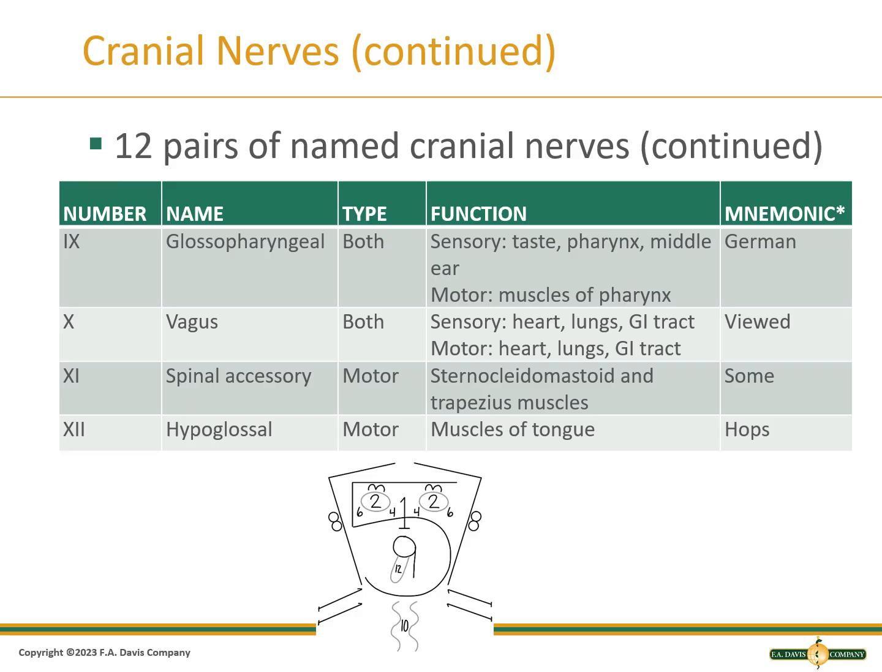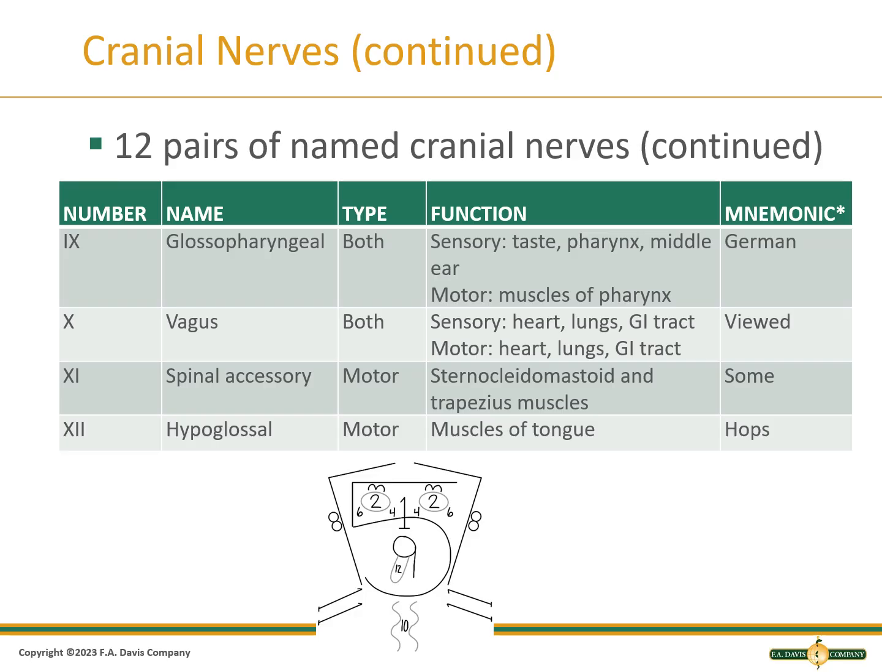Cranial nerve 9 is the glossopharyngeal nerve, which is both sensory and motor, providing sensory input for taste and to the pharynx and middle ear, and then motor control for muscles of the pharynx. Cranial nerve 10 is the vagus nerve with both motor and sensory input to the heart, lungs, and gastrointestinal tract.